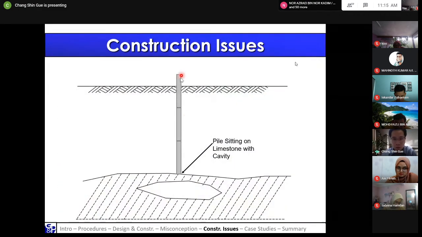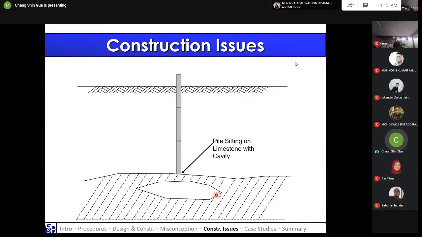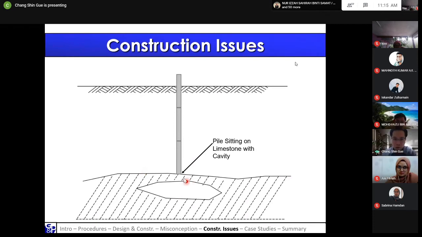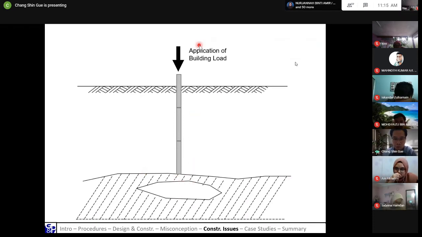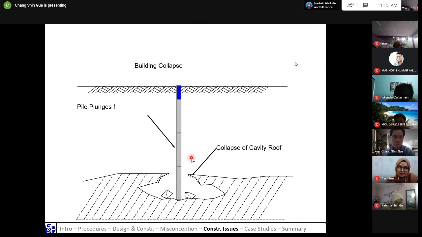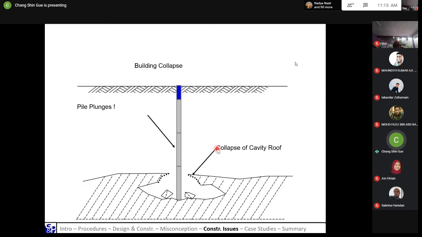Just to showcase some of the issues now, if you are sitting on top of a cavity and you're not aware that underneath is actually a cavity, you thought you were sitting on rock. Later, when the load comes in from the building, you may crack the cavity, and then boom, your building may collapse. That is very dangerous. So during the SI or subsurface investigation and also the cavity probing, if you are dealing with limestone, one of the ways that we normally do is to specify 10 meters of continuous coring.